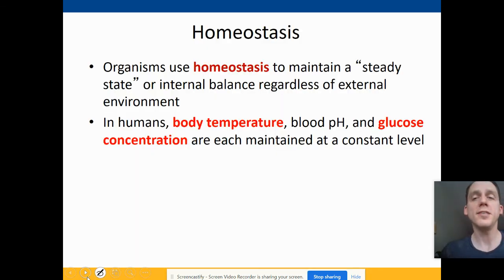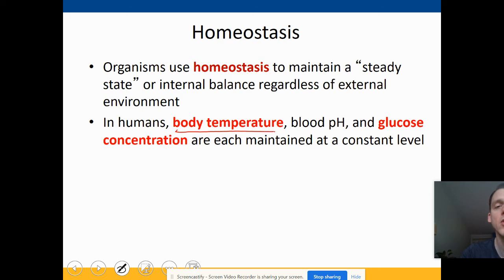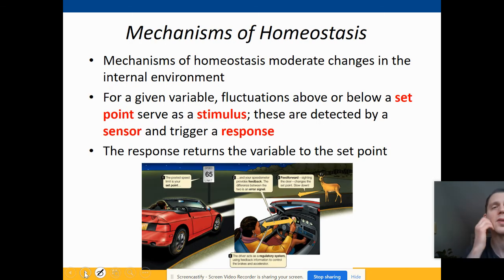Organisms use homeostasis to maintain a steady state or internal balance regardless of the external environment. Again, examples of that could be body temp, it could be your blood pH, it could be blood glucose, it could be anything else, salinity as well. So mechanisms of homeostasis moderate changes in the internal environment for a given variable. If we fluctuate above or below a set point, that's going to serve as a stimulus, and any fluctuation is going to be detected by a sensor, which is going to trigger a response.